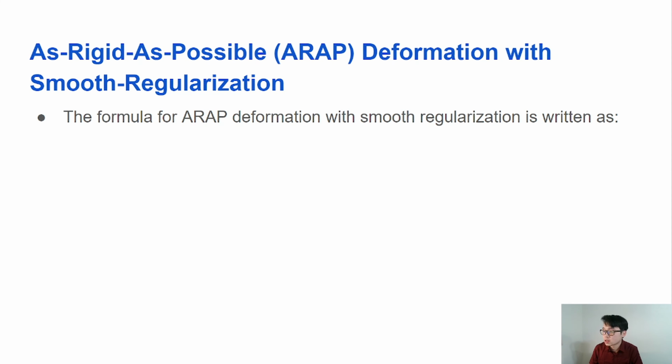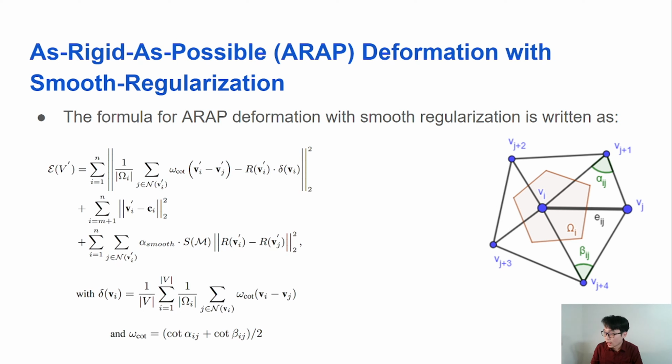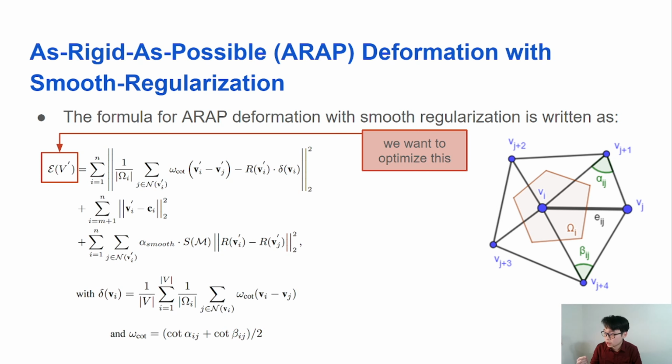So this is the main formula in our generation pipeline with smooth regularization. As we can see on the right is the drawing of the mesh surface. I will explain the formula right here. First, we want to optimize the loss based on the set of the transformed vertices in the deformed mesh. It includes two components.